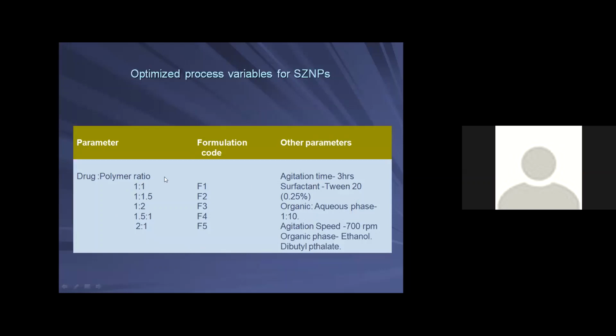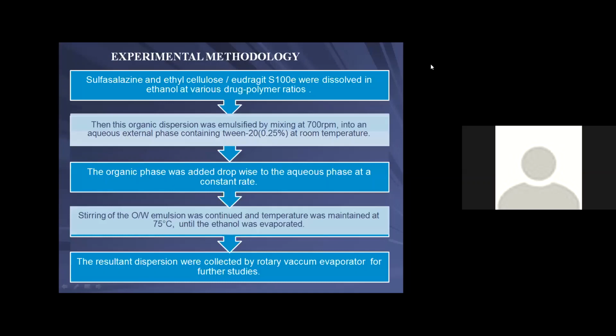We have prepared 5 formulations. The agitation time is 3 hours, the surfactant is Tween 20, the organic to aqueous phase ratio is 1:10, and the agitation speed is 700 RPM. The organic phase is ethanol with dibutyl phthalate. So this is the experimental methodology.